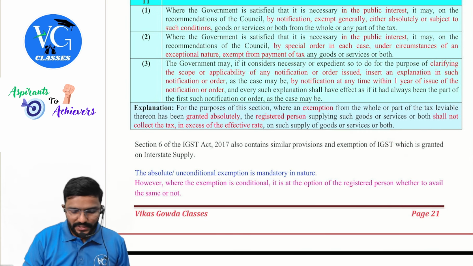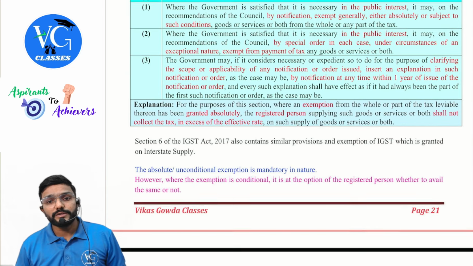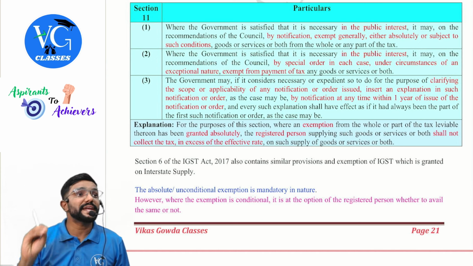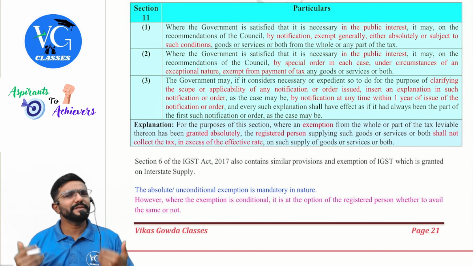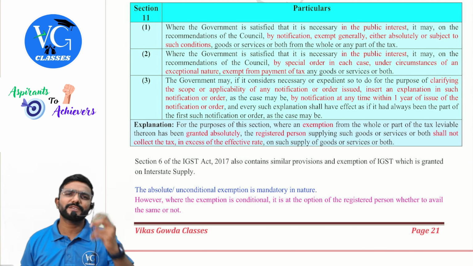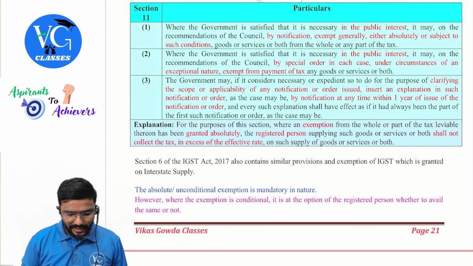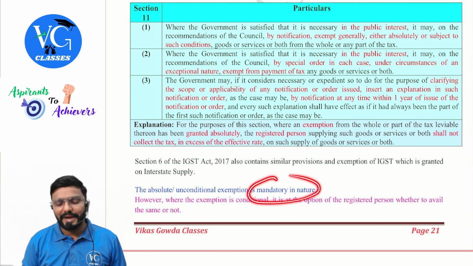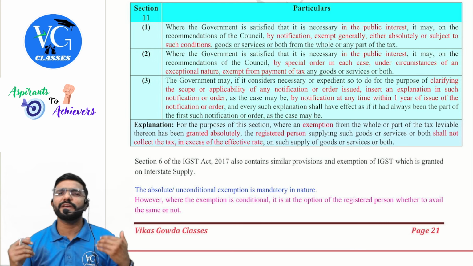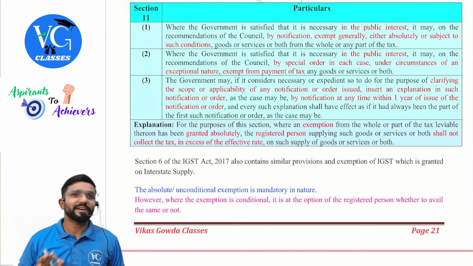Okay. Section 6 of the IGST Act also contains similar provisions and exemptions of IGST, which is granted on interstate supply. Whatever list we will see here, everything is exempt even under the IGST Act, plus a few more items with respect to import and export. The absolute or unconditional exemption is mandatory in nature. Means if they have given any absolute or mandatory exemption where I need not satisfy any condition, I have to enjoy it. I cannot deny it.